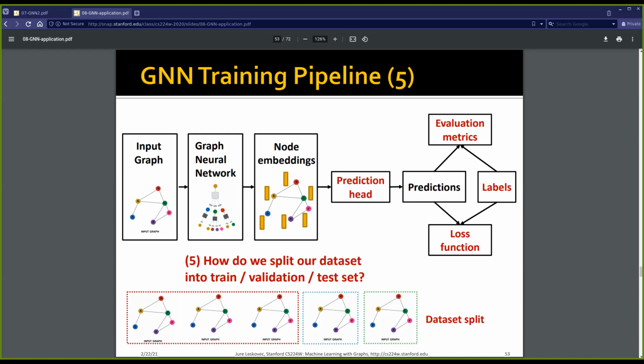Okay, so let's move on. It's the end of this lecture, so we will finish soon. So how do we prepare the training? How do we split our data set into training, validation, and test sets?